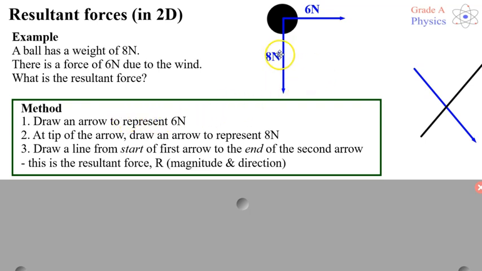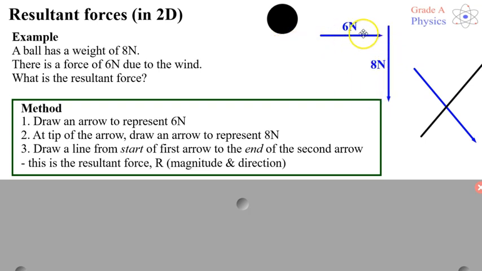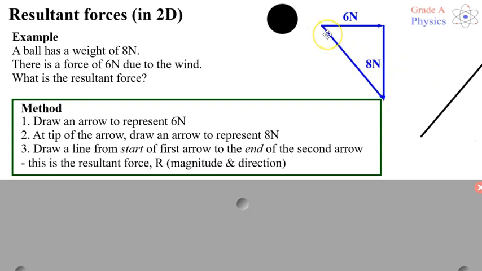So we draw an arrow to represent the 6 newtons. Okay, we've got that one already. At the tip of the arrow, we add on our other quantity, our other force, our 8 newtons. And then we join these two up from the start of the first arrow to the end of the second arrow. So what we have here is basic vector addition.